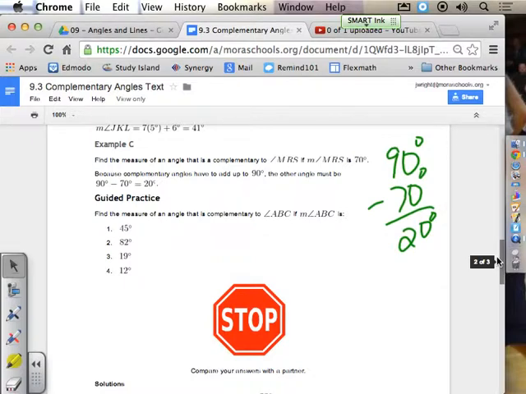degrees. So in our guided practice, before we do another little lesson on what adjacent means, I would like you to figure out what the complementary angle is for 1, 2, 3, and 4. Pause the video, and then we will go over it.